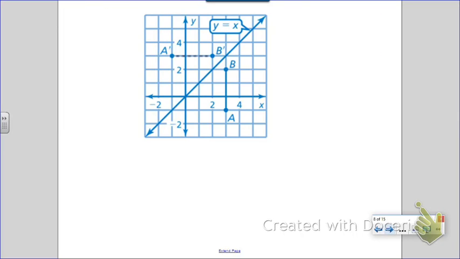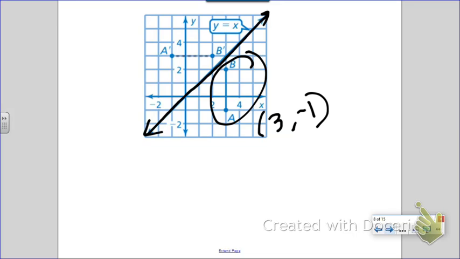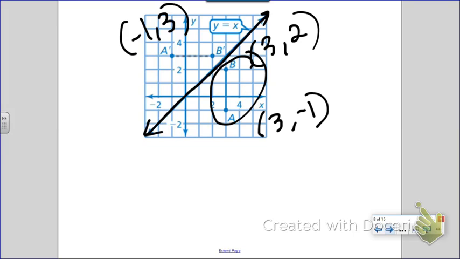So once again, here's our line, y equals x. Here's our segment AB. For our segment A prime, B prime, we look at the coordinates of point A, which is at 3, -1. The coordinates of B are at 3, 2. Y equals x says that we're going to switch the coordinate points around, so that would make A prime -1, 3, and B prime at 2, 3.